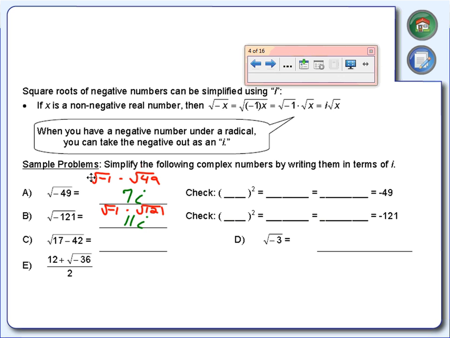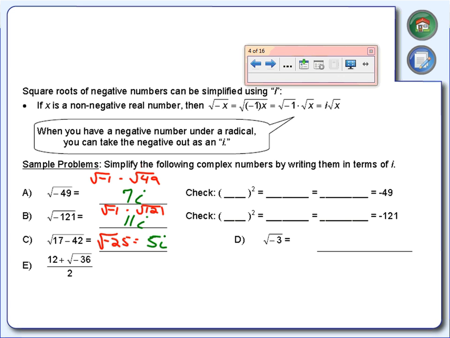All right, let's do the next one, C here. The square root of 17 minus 42. Well, first of all, what is 17 minus 42? Negative 25. So the next question is, what is the square root of a negative 25? We just did it. 5i. So 5i is the square root of 17 minus 42.